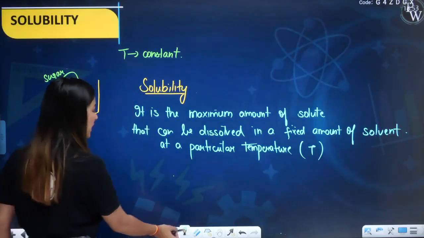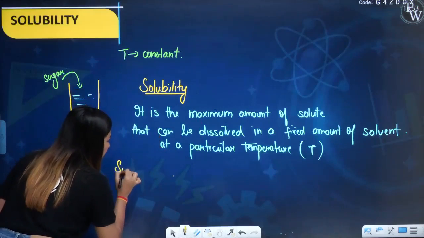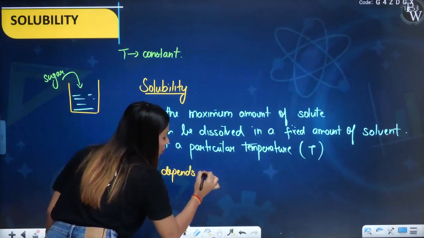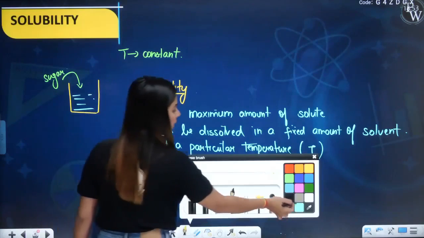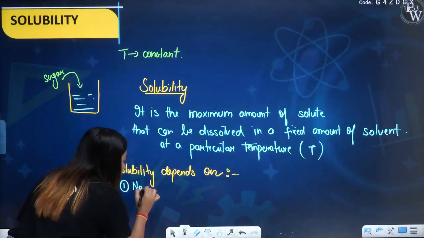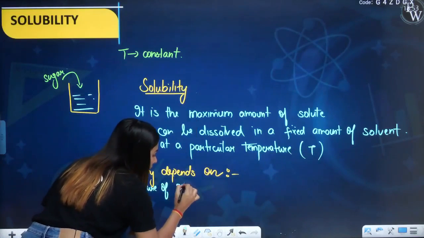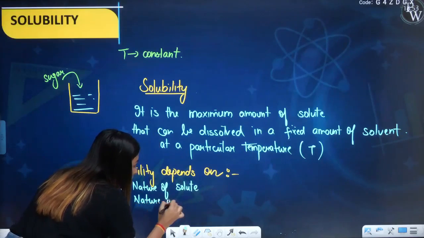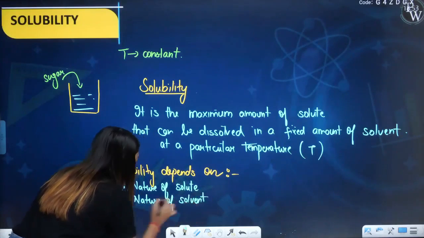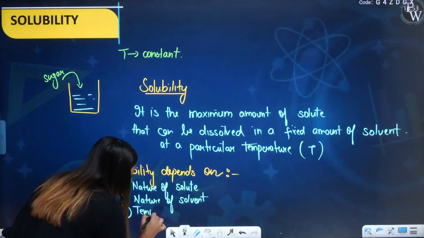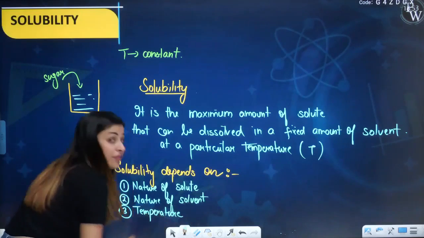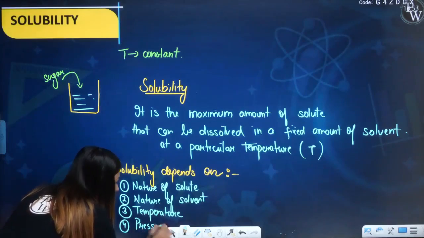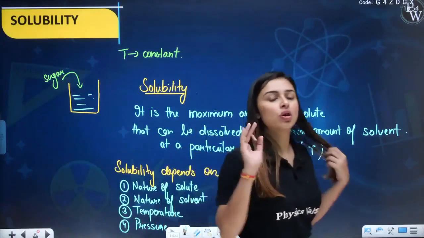So let's write it. Solubility depends on: first, nature of solute; second, nature of solvent; third, temperature; and fourth, pressure, right? Perfect. So these are the four factors on which solubility depends.